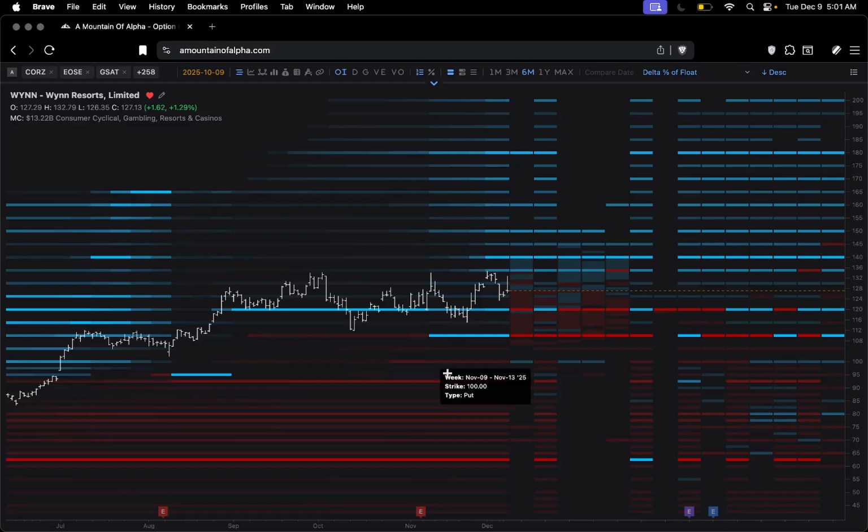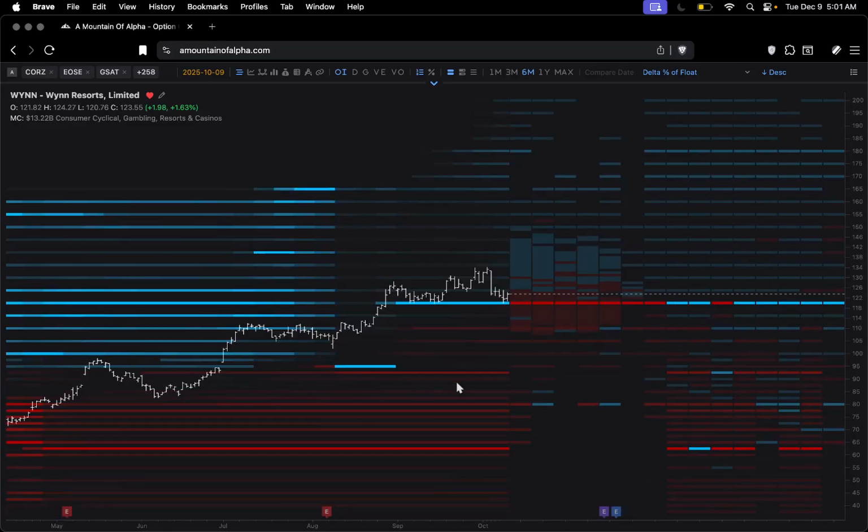I think I put it on here. I can't really remember the exact date. So I put a trade on Win here. Well, I saw this resistance area and I want to target something down here.